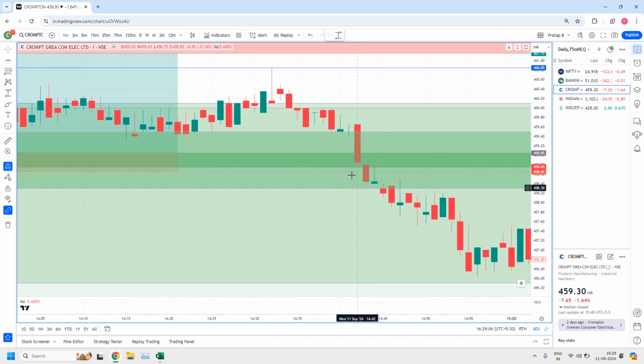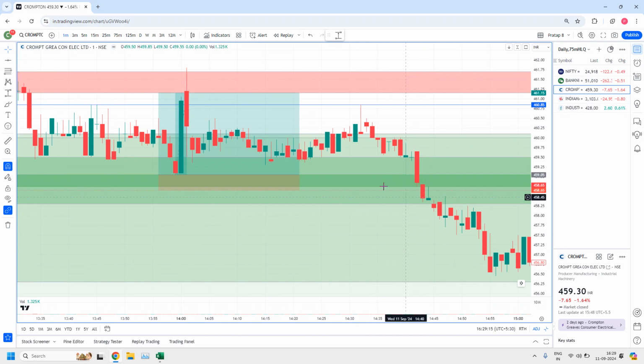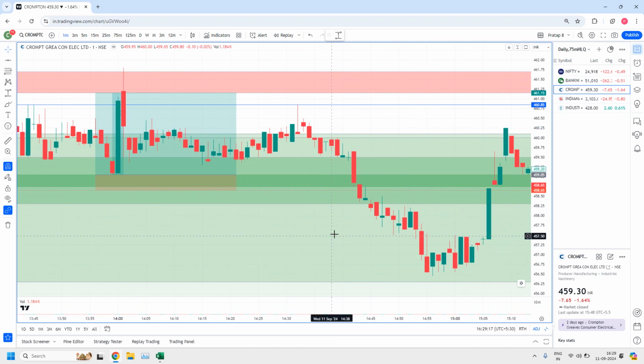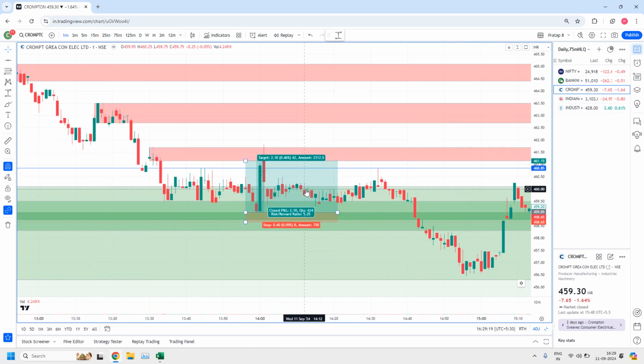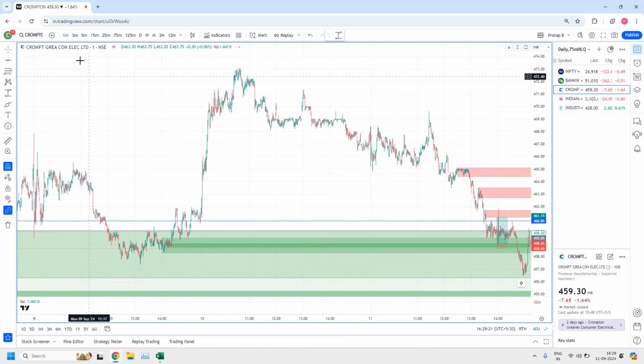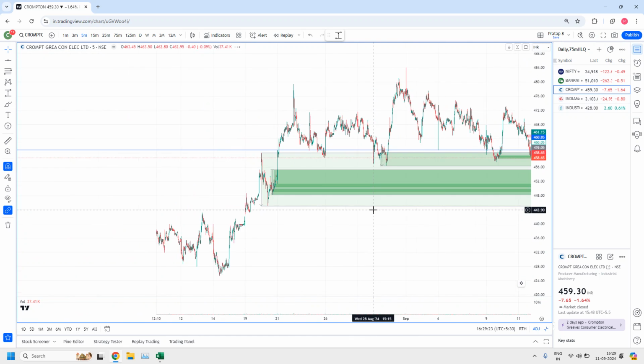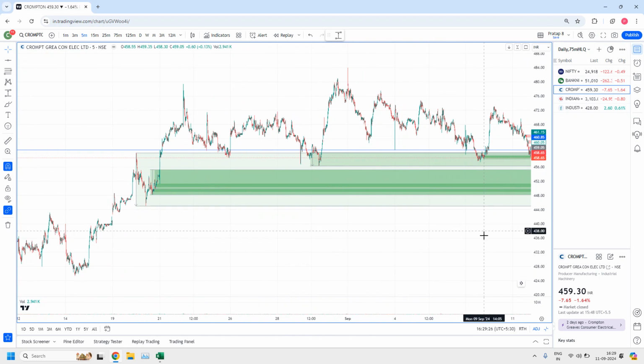See, after that what have institutions done? To violate this zone, they created a drop-based drop and then they violated this zone. Finally, this zone is violated. Next, we are waiting for another order. Let me go to 5 minutes. Another trade in these zones.